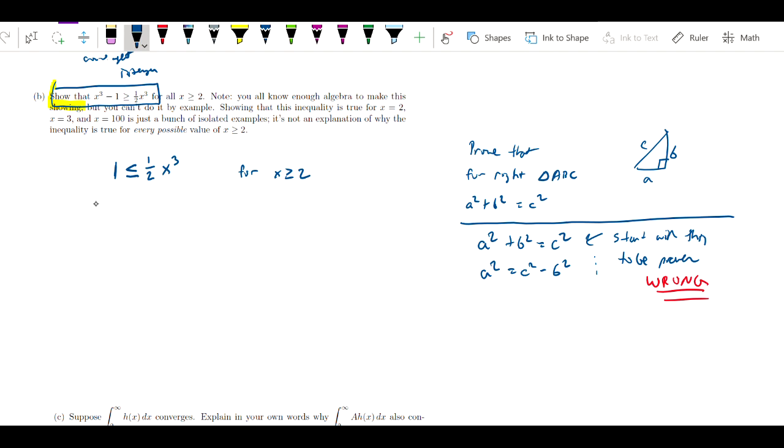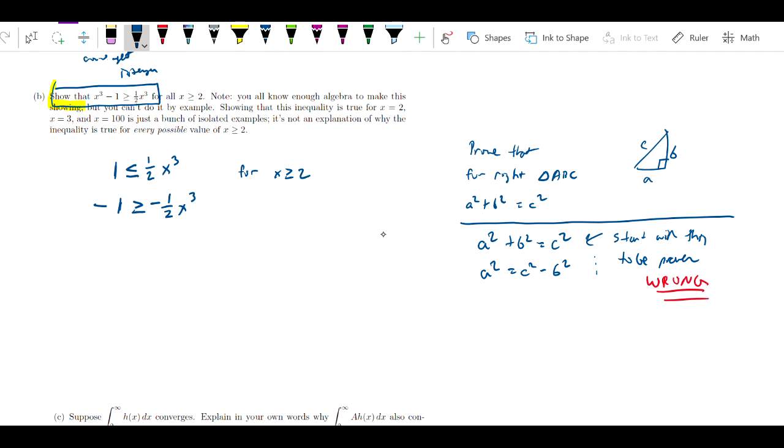Now let's invert it. That means that -1 is greater than or equal to -1/2 x cubed. In other words, I just multiplied both sides by -1, and of course when I take two sides of an inequality and multiply them both by a negative number, I have to flip the inequality. That sort of makes sense if you think about it. 3 is less than 4, but -3 is greater than -4. That's just an example of how you have to change the direction of the inequality.